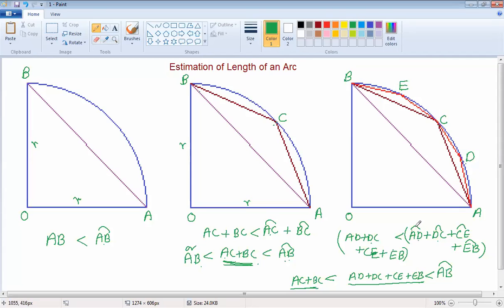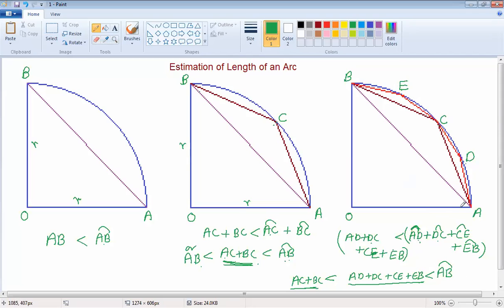When I put an arc at the top of two letters, then that represents an arc length. So arc length AD plus arc length DC plus arc length CE plus arc length EB, these are the total, they make arc length AB.